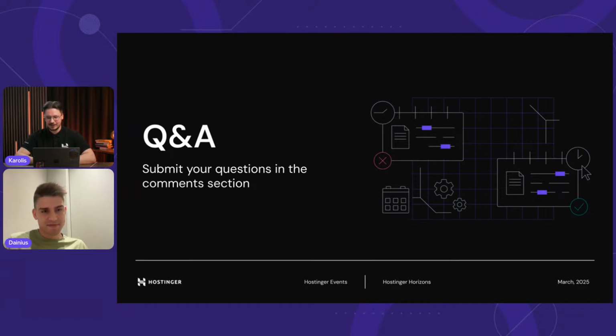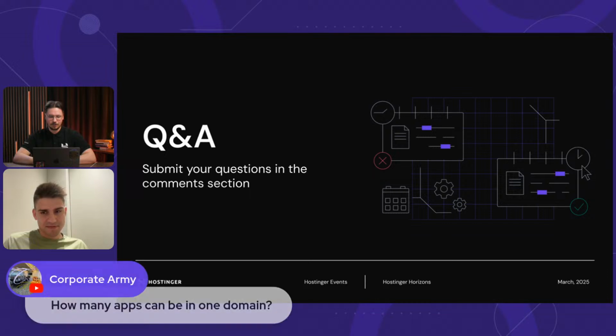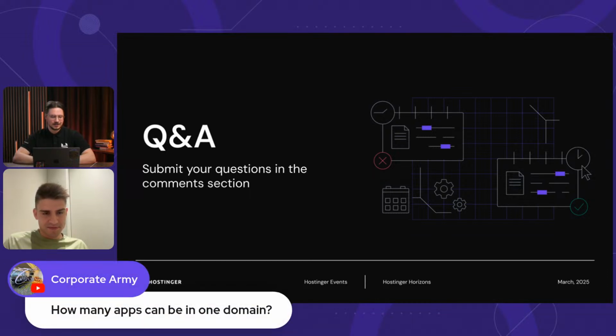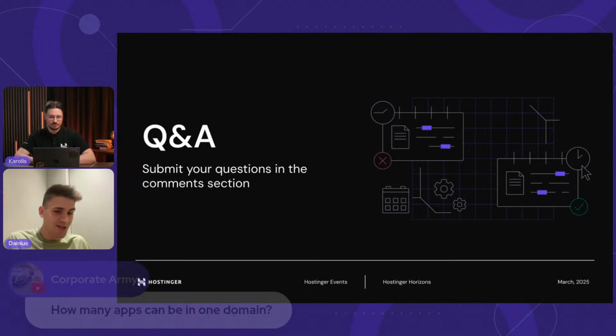I can see there is another question from Corporate Army who says, how many apps can there be in one domain? Now, of course, as for sites, websites, you have a website per domain. So I'm guessing the same kind of logic applies to the web apps. Is that correct, Dainius? Yes, same. If you have one domain, it means one web application, a website, but of course you can have basically as many subdomains as you want, like adding something dot before your domain. So that's how it works in general.